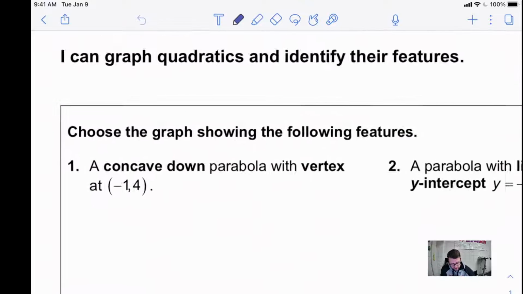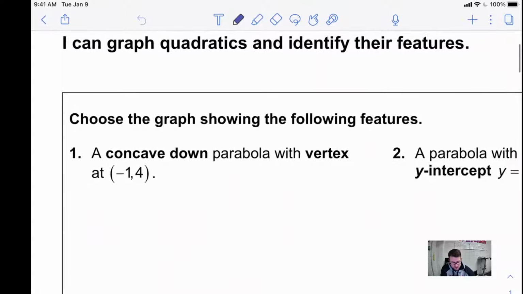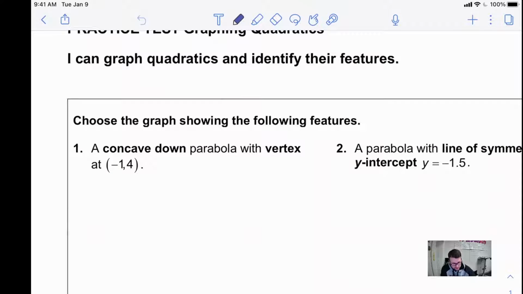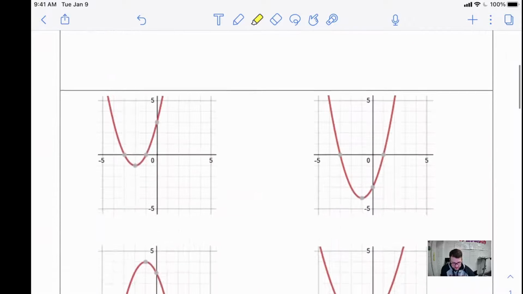Looking over here at problem number 1, it says choose the graph showing the following features. We are looking for a graph that is concave down with a vertex at -1, 4. Now, if I'm looking at this problem, one of the first things I'm going to look for is this concave down part. It should be relatively easy to identify the graphs that are concave down, and that's going to kind of limit our choices.